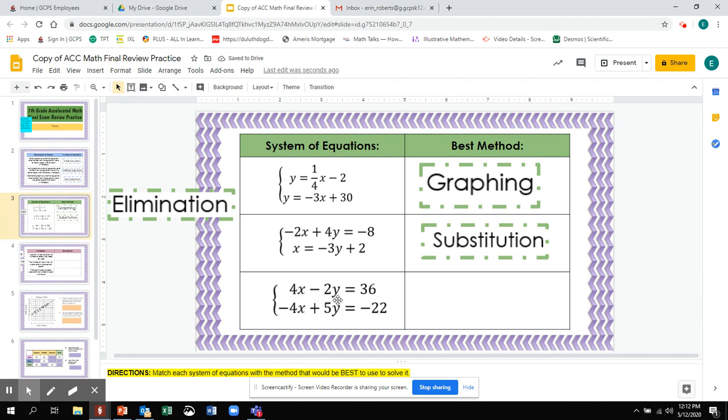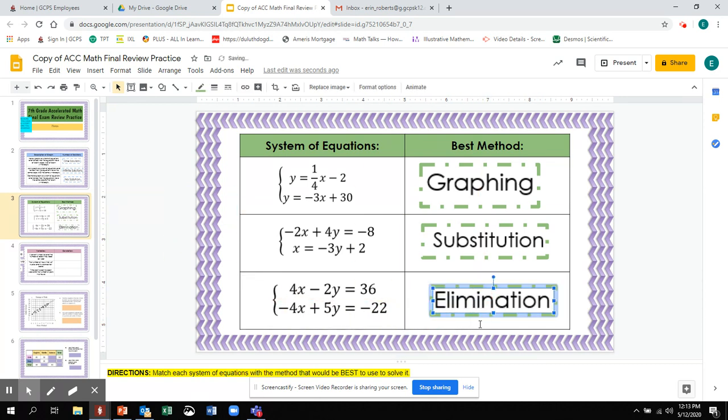Finally, I have 4x minus 2y equals 36, and negative 4x plus 5y equals negative 22. I notice that neither of these equations have a variable that is by itself, but I do notice if I look at my coefficients, my coefficient of x in my first equation is positive 4, and the coefficient of x in my second equation is negative 4. Because these are opposites, I know that I could add both of these equations together and I would get 0 here, which means I would eliminate my x's. So elimination would be the best method to use for that system.